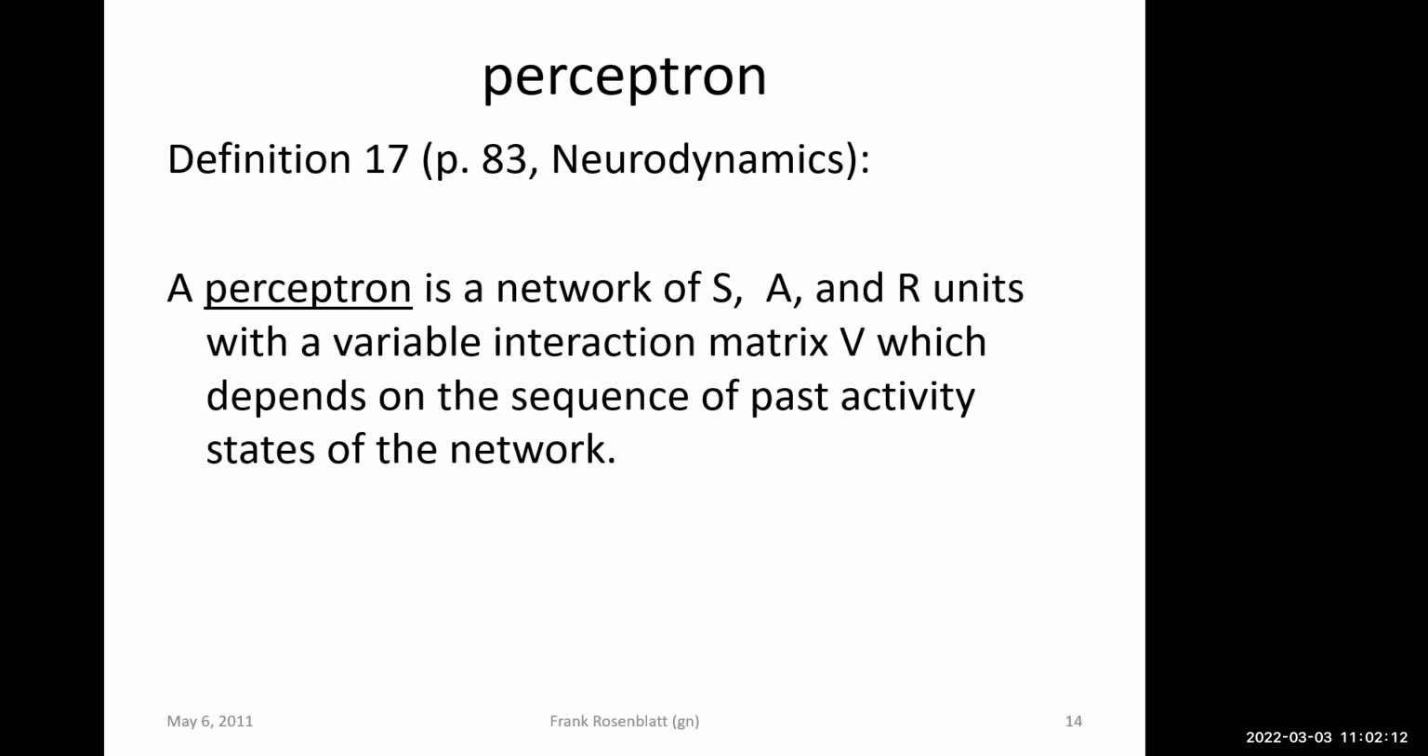He defined a perceptron as a network of S, your sources, your accumulators, and R is your results, with variable interconnection to a matrix, depending on a sequence of past activity and states of the network. So that's what he was thinking of when he was defining it. We kind of use the same definition today.